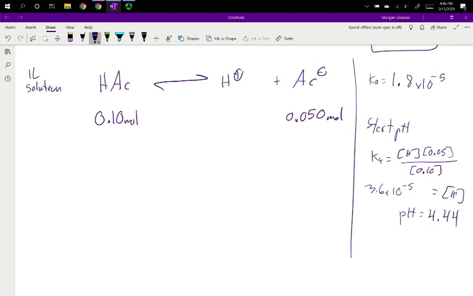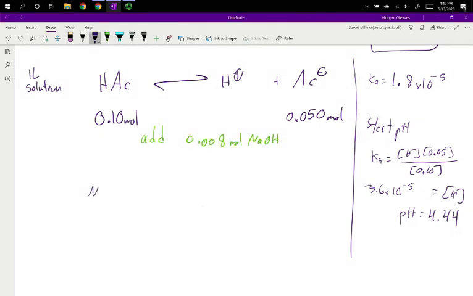So we have a starting solution. It has a pH. And then we're going to mess with it. We're going to add 0.008 mole of NaOH. We're going to add a strong base. Well, what is that going to do to our mixture?